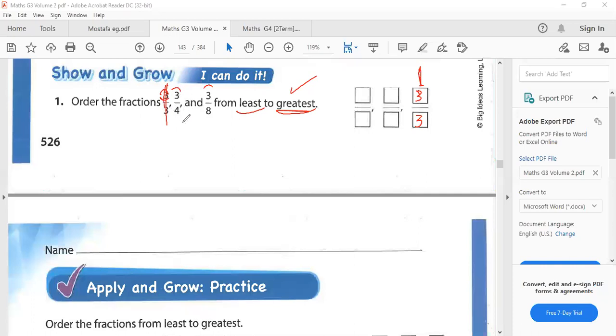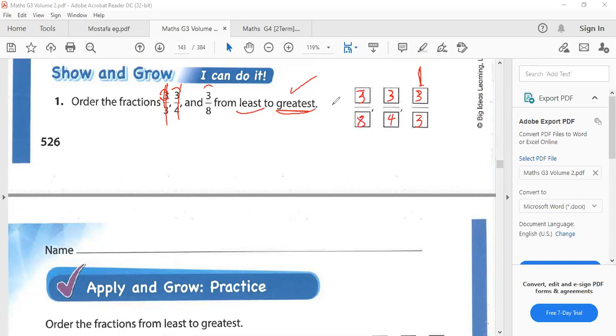Now we have 3 over 4 or 3 over 8. Which is greater? 3 over 4 is greater. So let's put it in the middle, 3 over 4. And the least one is the last one, 3 over 8. Excellent.